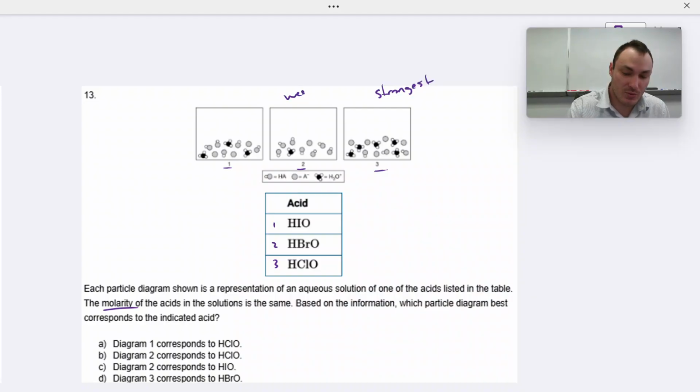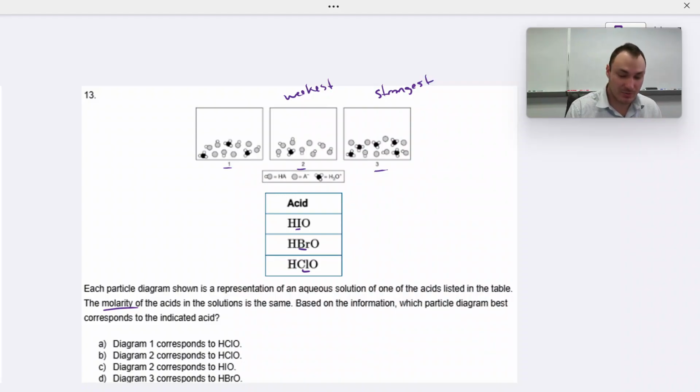This one is going to be the weakest. So we have a list of 3 oxyacids. How do we determine the strength of oxyacids just by looking at the molecule? The answer is the more electronegative this element is, the stronger the acid will be. So HClO3 will be the strongest acid.